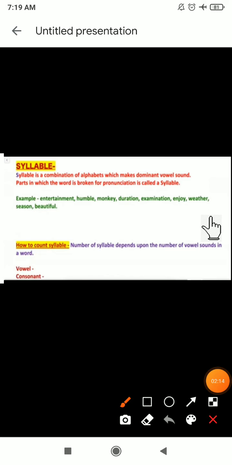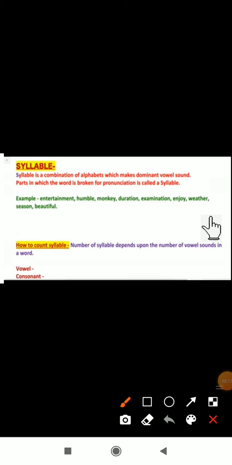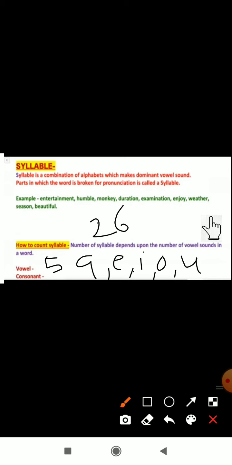Yes, in total we have 26. Here, see, we have 26 alphabets. Yes or no? Yes. So in that, how many vowels are there? 5. Which are they? A, E, I, O, and U. These 5 are vowels. And the remaining, how many? 21. 21 are consonants. So if you find out the vowels in a particular word, you can count the number of syllables in it.